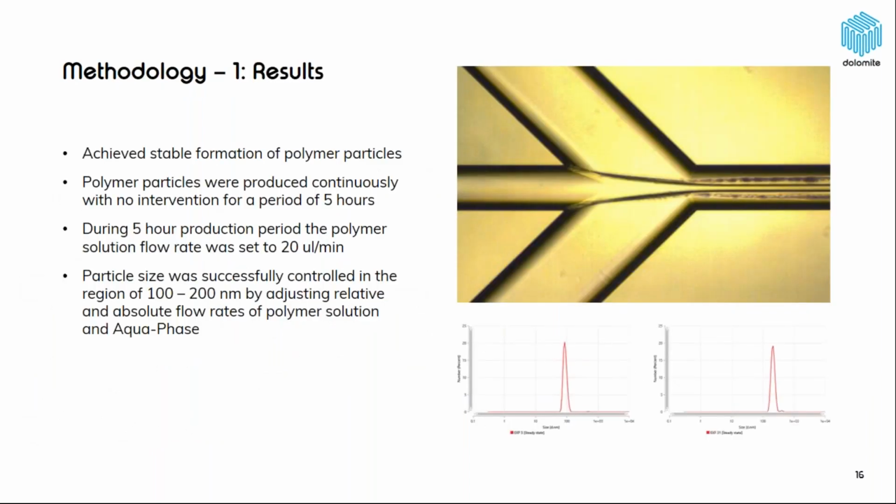So if we look at the results that we typically achieve, if you look at the image on top, you can see the nanoparticles coming off from the jet that's being created. And what we find is we can operate this system for 5 hours without any human intervention. We are flowing the droplet phase, so this is acetone PLGA solution, at a flow rate of about 20 microliters a minute. And we can easily manipulate the system to create particles between 100 and 200 nanometers. And this is done by adjusting relative flow rates of the PLGA solution and the Aquaphase solution.